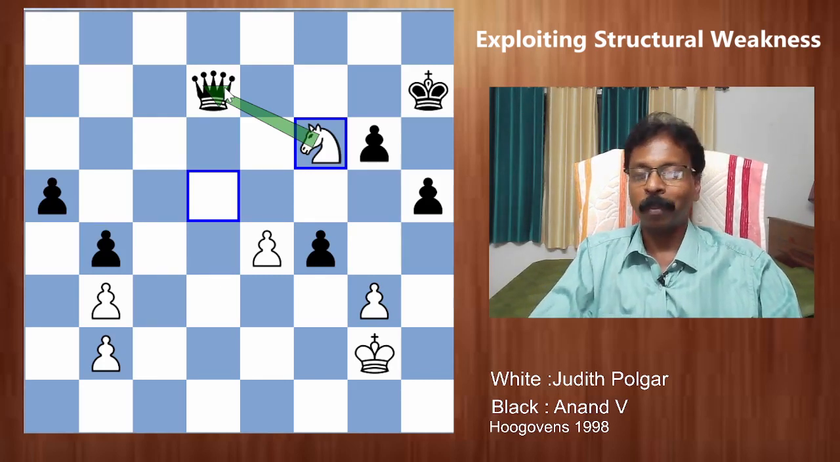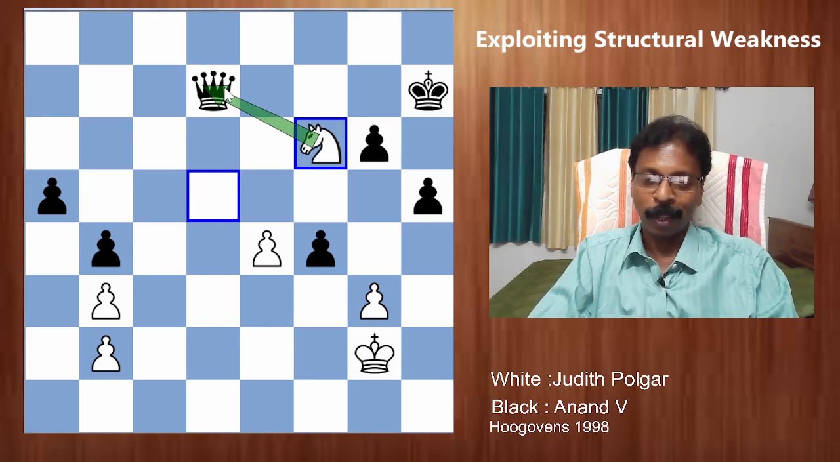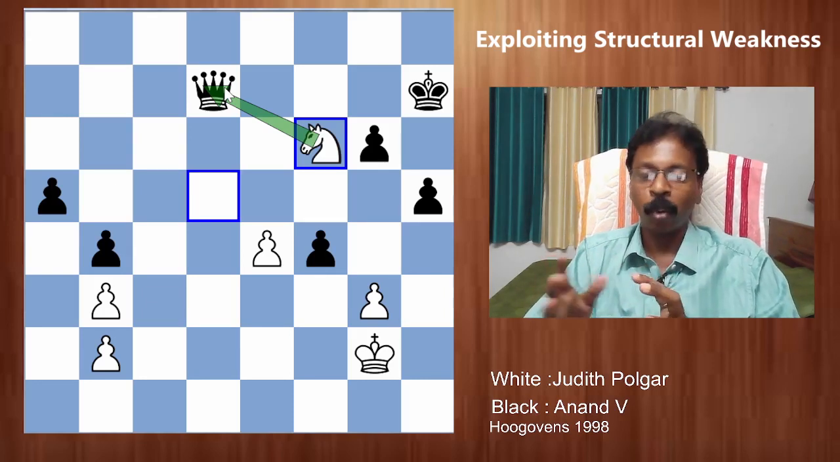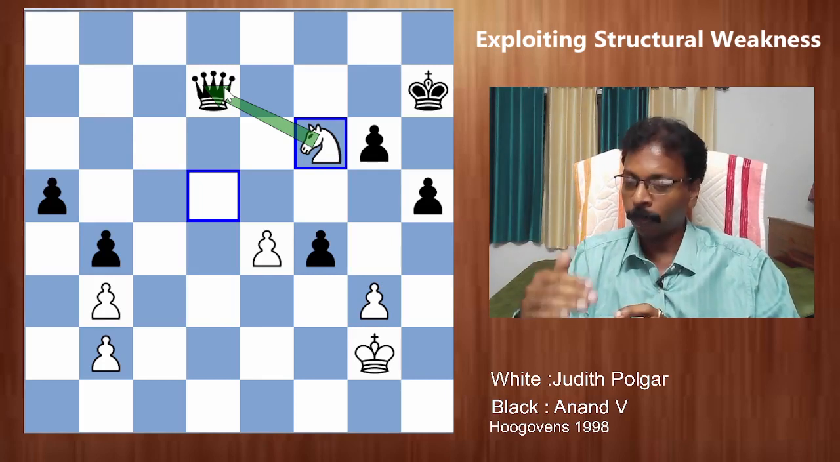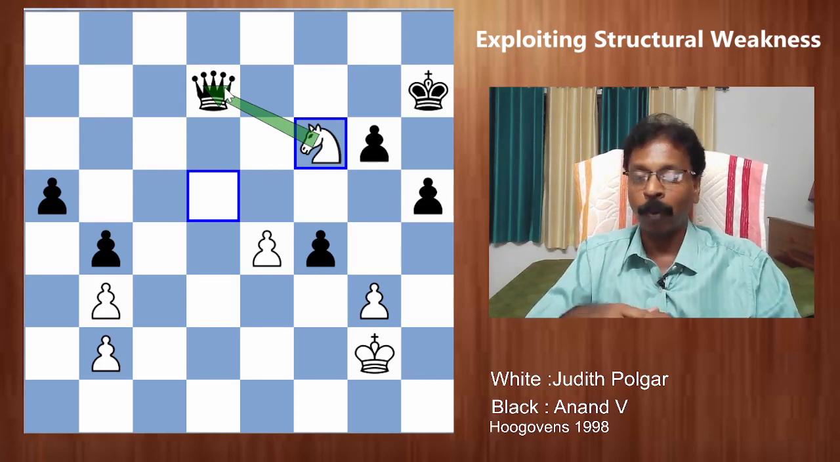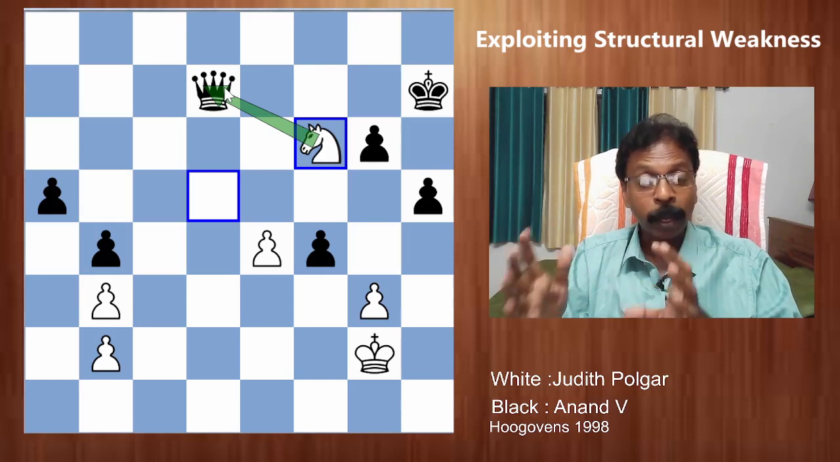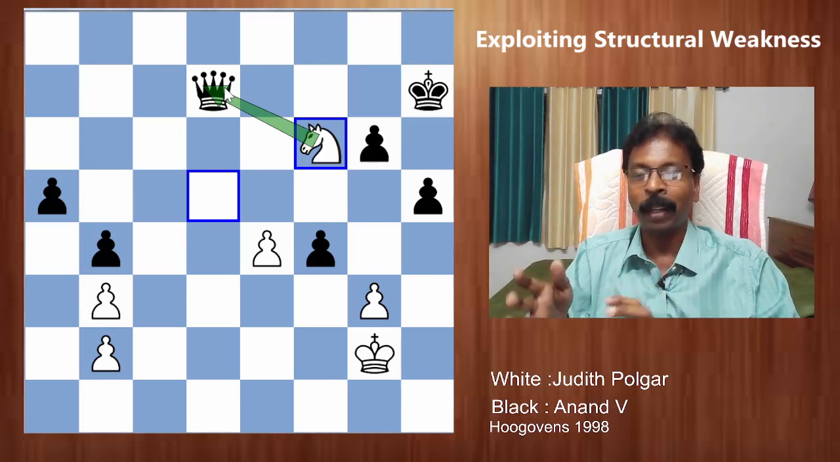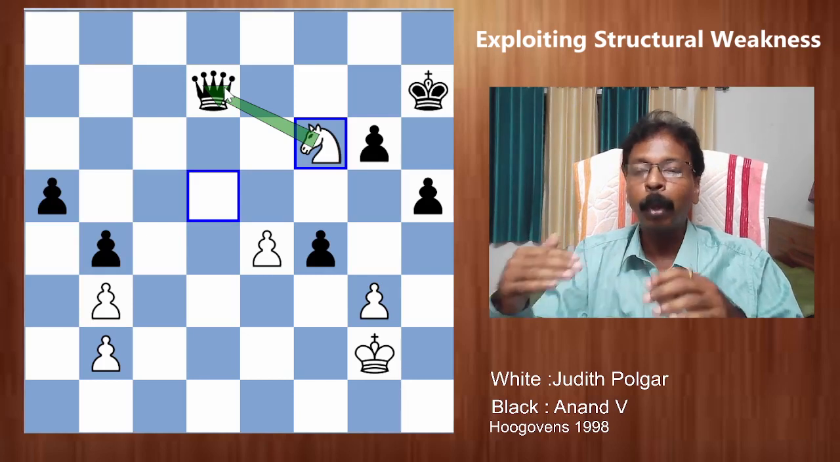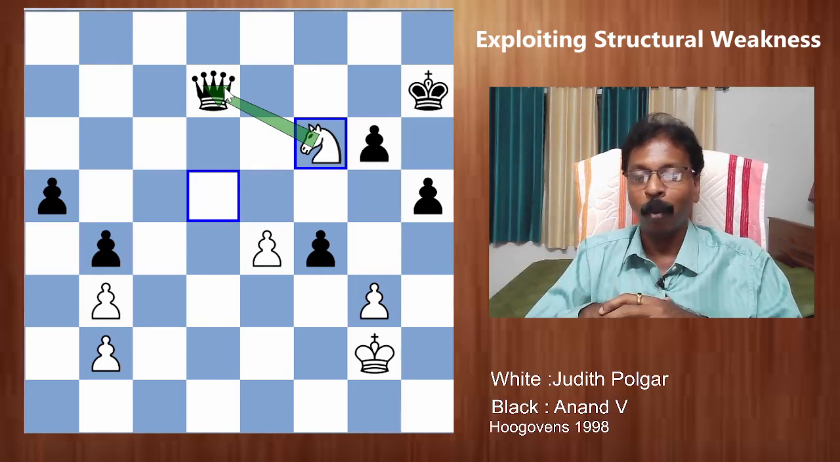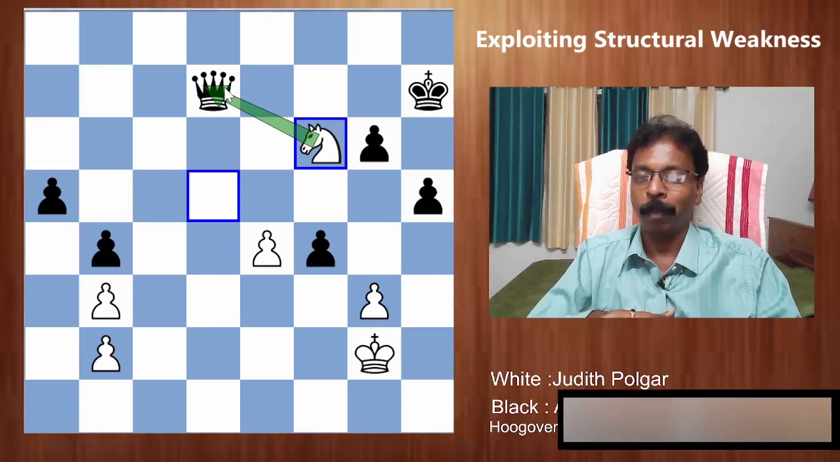So with this, I hope you understood the ways and means of exploiting a structural weakness. White cleverly exchanged all the key defenders of the square in front of the d6 pawn and established one of her knights on that square and dominated the proceedings, especially in the center, and then slowly opened another front on the king side. Black, unable to defend both sides, failed to meet white's pressure and finally succumbed.